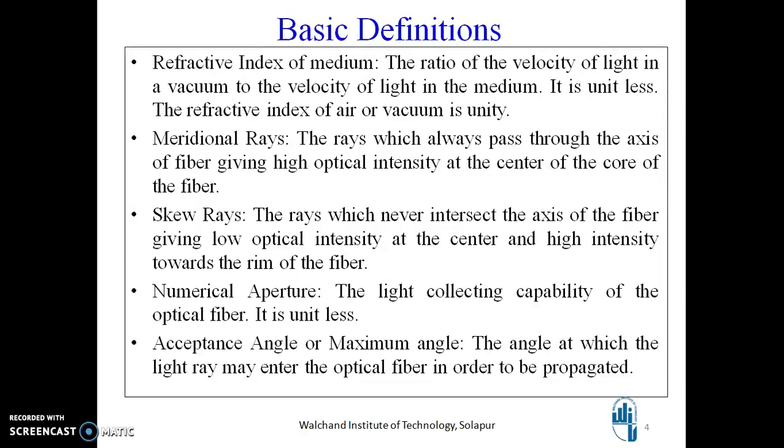Now what is numerical aperture? Basically, numerical aperture describes the capacity of the optical fiber to collect light. That is, the light collecting capability of the optical fiber is nothing but numerical aperture, and it is unitless. The acceptance angle, or maximum angle, is the angle at which a light ray may enter the optical fiber in order to be propagated, or you can say the angle at which the light ray enters the optical fiber and is totally internally reflected.